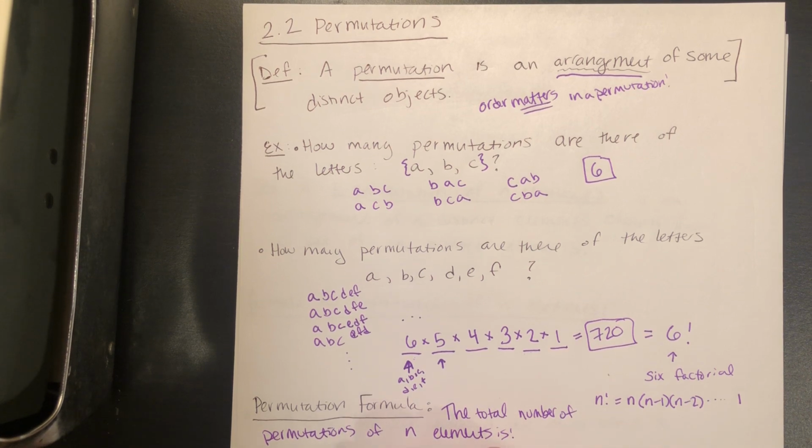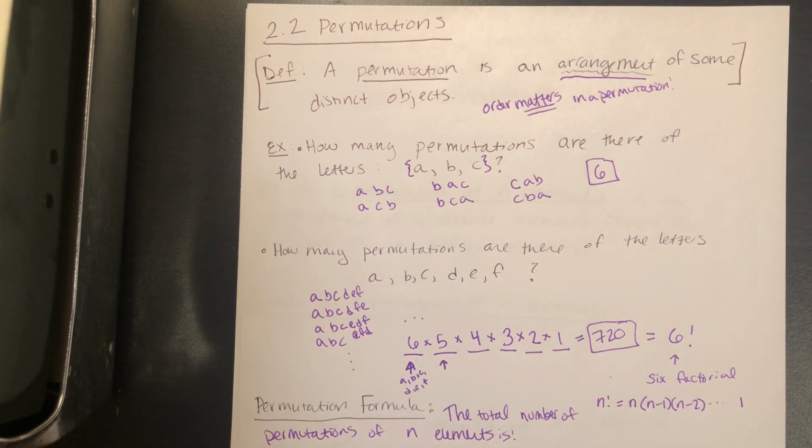So we use the notation P of n. P of n means the total number of permutations of n elements. So there's n factorial many. And the reason for that is just exactly what we saw in this last example.